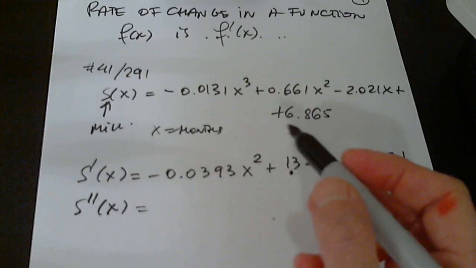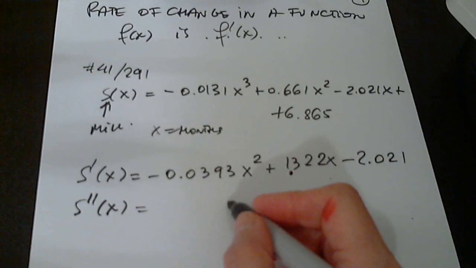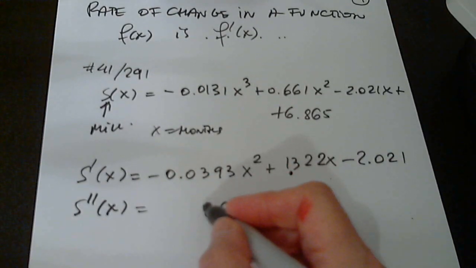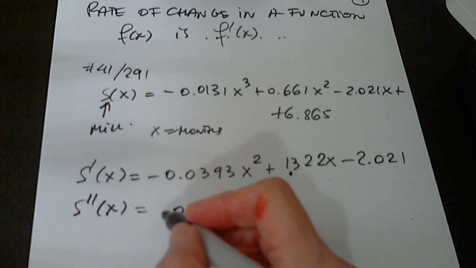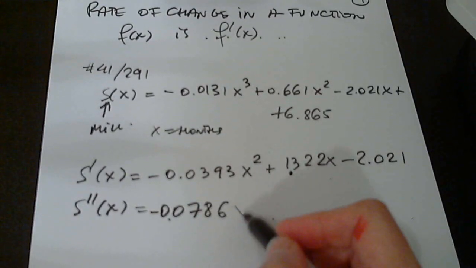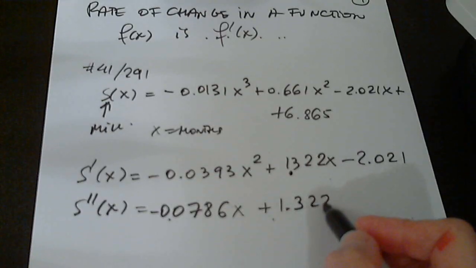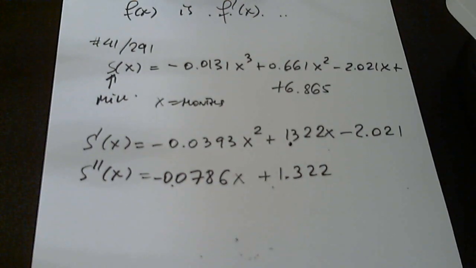Thank you very much. So this is negative 0.0786 x plus 1.322. Excellent. So I have the second derivative. What do I need to do now in order to find the point of inflection?